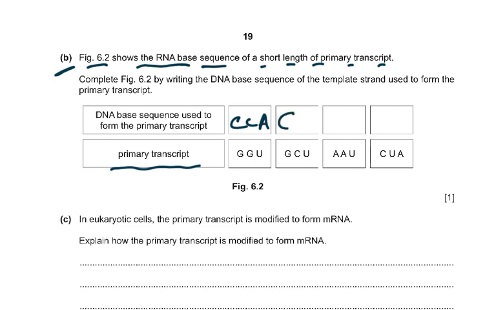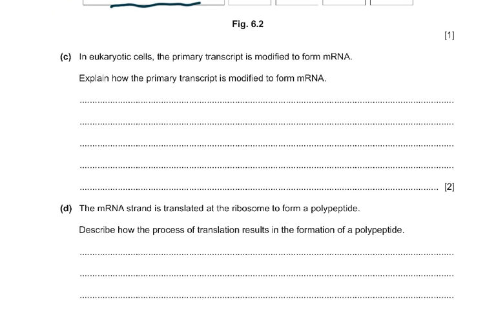Then it would be CGA. Then for AAU it will be TTA. And here it will be GA and T. There is only one mark for that. Sadly, if you got that wrong.